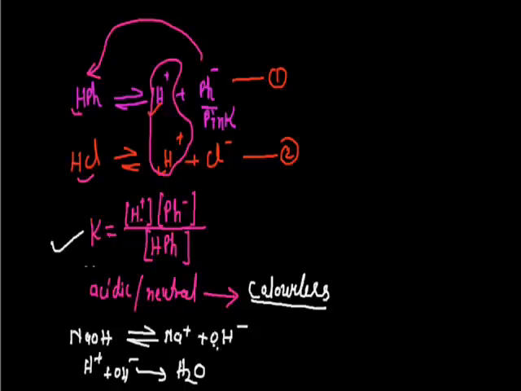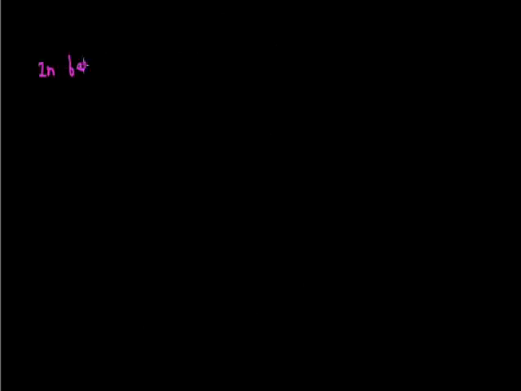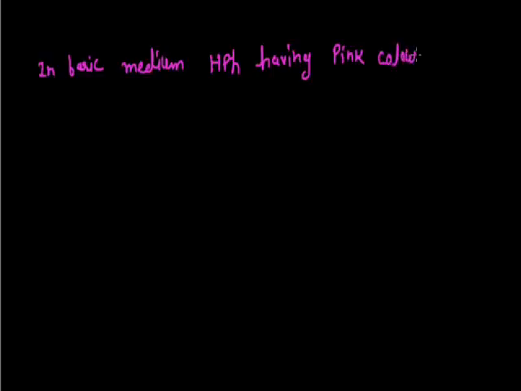Now for controlling the value of K, the HPh is more ionized and gives more H+ and more Ph- ions. It means in the basic solution we are getting more H+ and more Ph- ions. Due to these more Ph- ions, phenolphthalein becomes pink in the basic solution. So in basic medium, HPh has pink color due to Ph- ions.